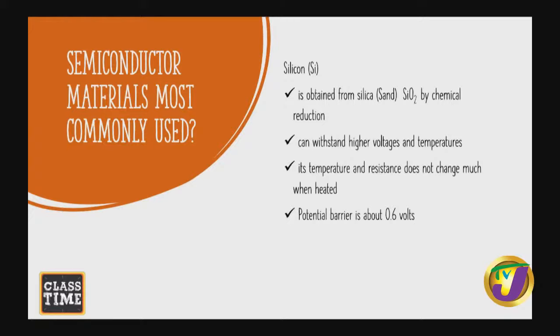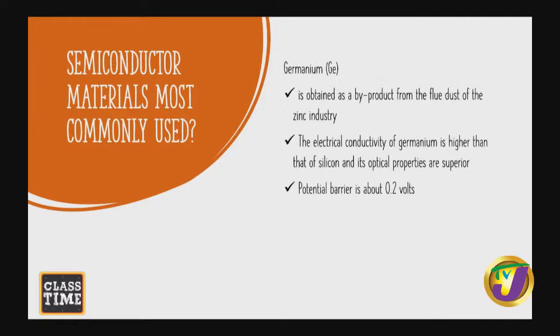Now, let's look at germanium. Germanium is obtained as a byproduct from the flue dust of the zinc industry. The electrical conductivity of germanium is higher than that of silicon, and it has more optical characteristics. The potential barrier is also smaller than that of silicon, at about 0.2 volts for germanium.